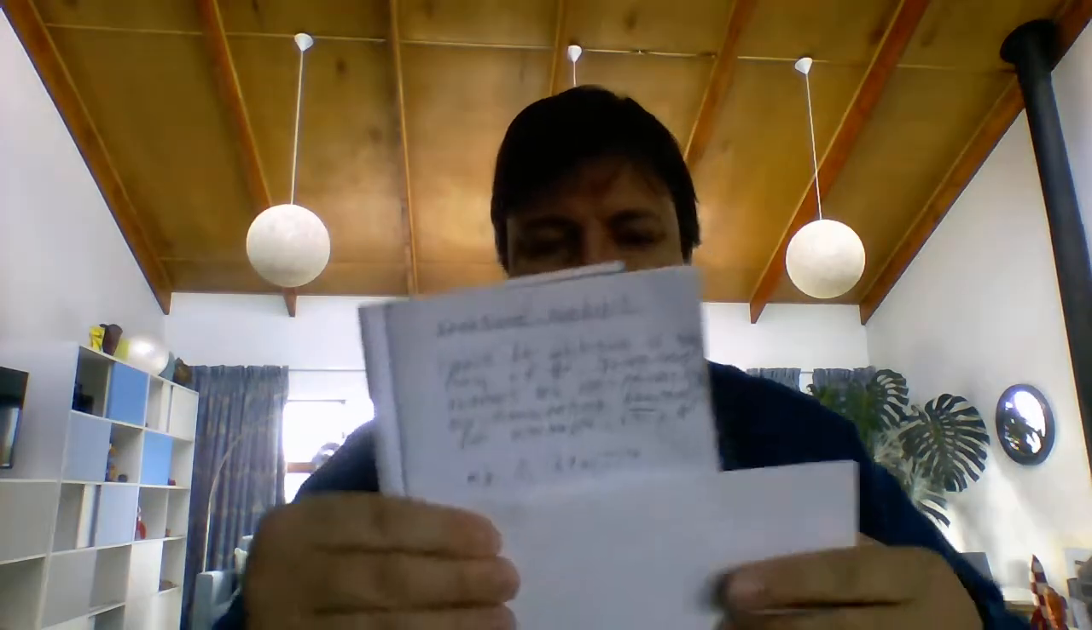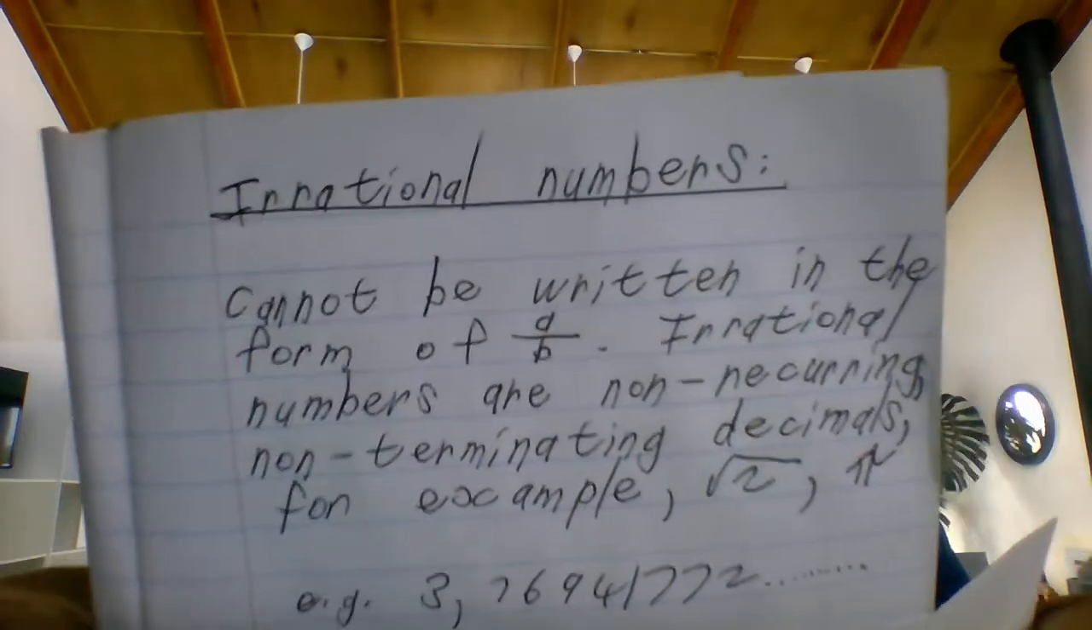So it's something like the square root of 2. If you work it out on your calculator, it goes like 1 point something something something, goes on and on and on. It never stops. Pi is a very good example of an irrational number.